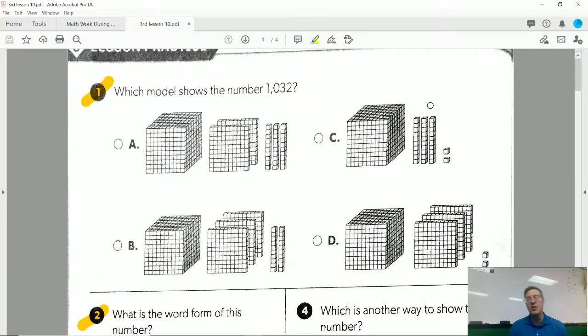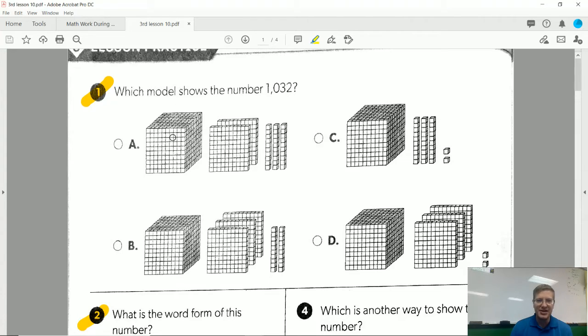So today we were working with place value and being able to represent that through models and using word form, expanded form, and standard form for writing the numbers. So let's take a look at number one, which model shows the number 1032.